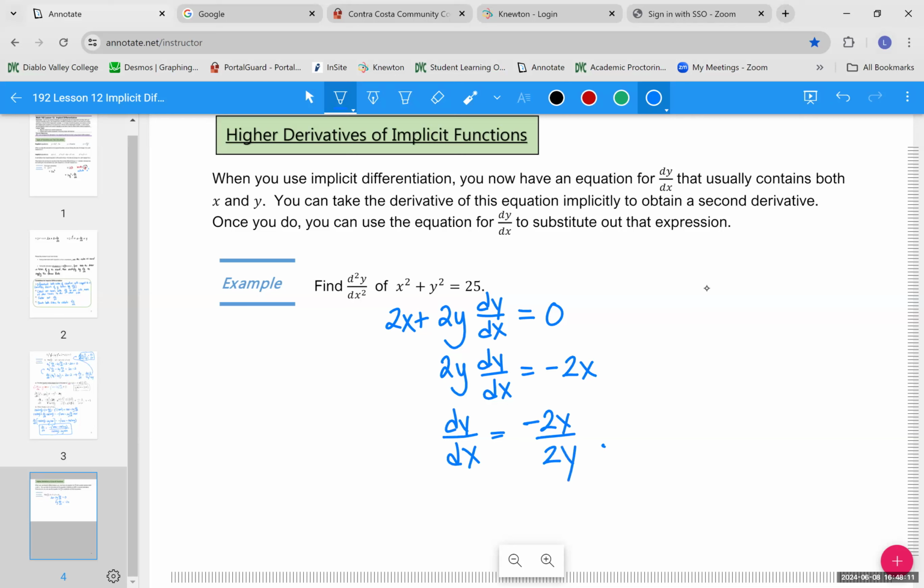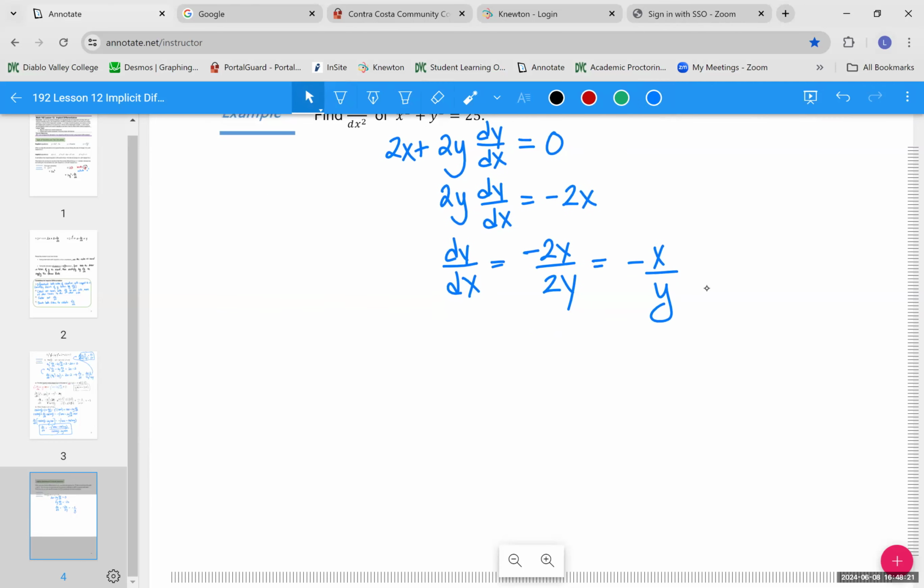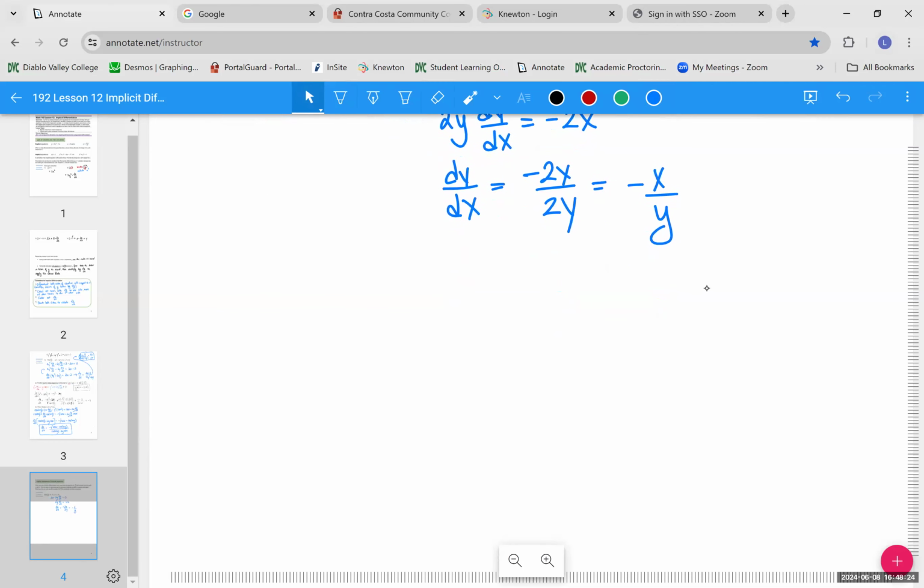So should I simplify? What's the answer to that question? Yes. So there's my first derivative. Now I'm going to implicitly differentiate this again. So when I take the derivative of dy dx, I get d2y dx2. Remember, that's that funky notation for the second derivative.